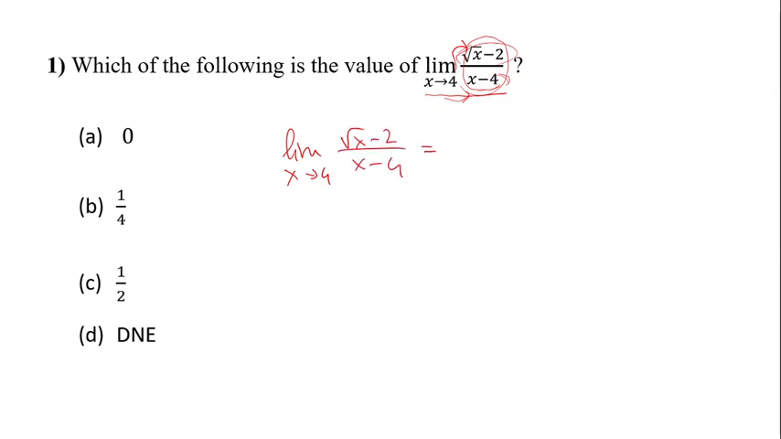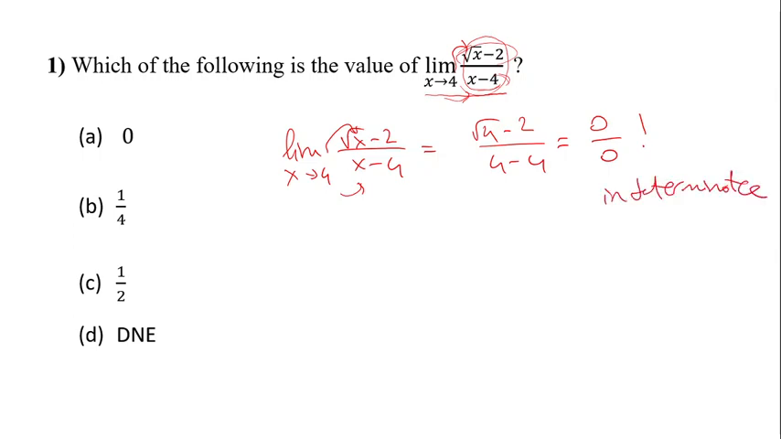When you put this in, we get square root of 4 minus 2 over 4 minus 4, which makes a 0 over 0 case. So this is the indeterminate case. Indeterminate case means it can have a limit or not, and we don't know this one.